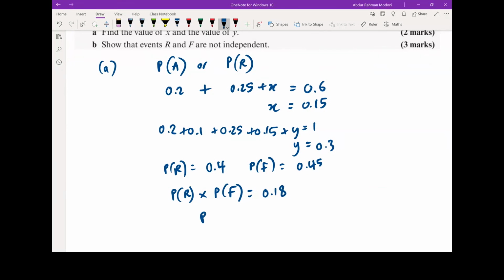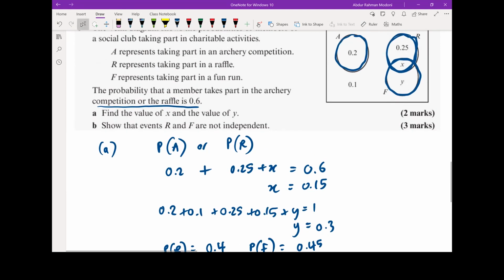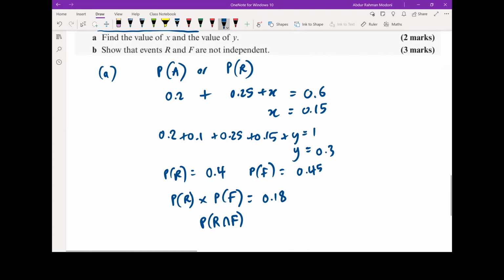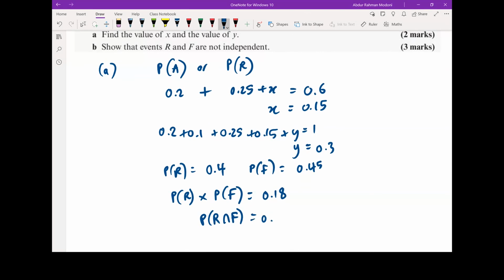Whereas the probability of R intersect F is the middle region here, the intersection, which we worked out to be 0.15. And we can see here that they are not equal to each other. Therefore, not independent.